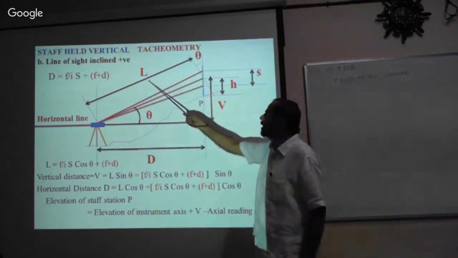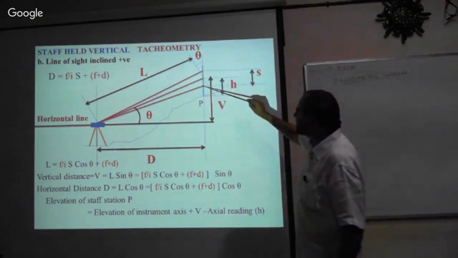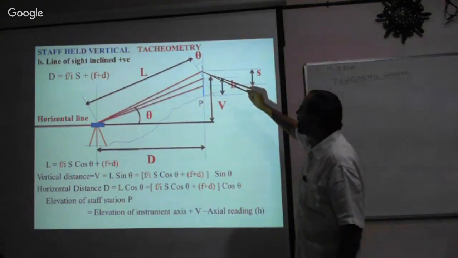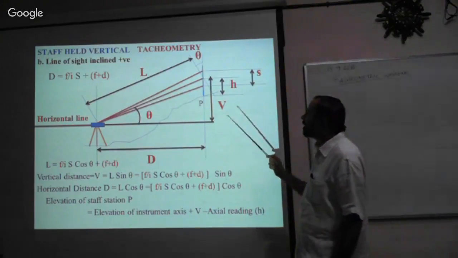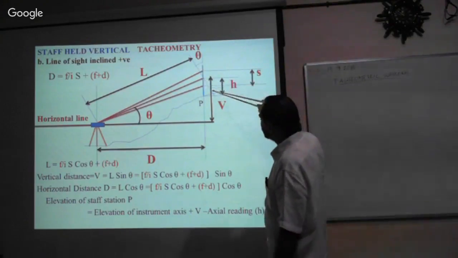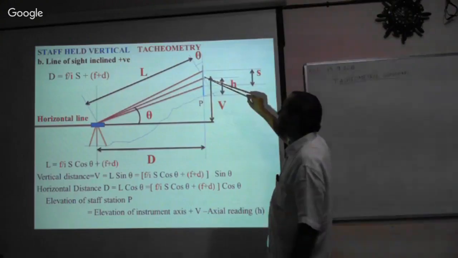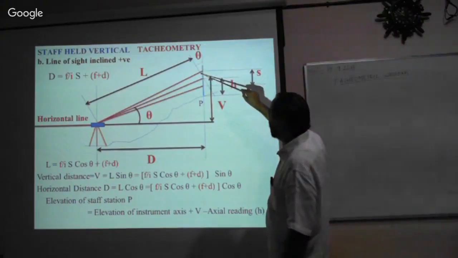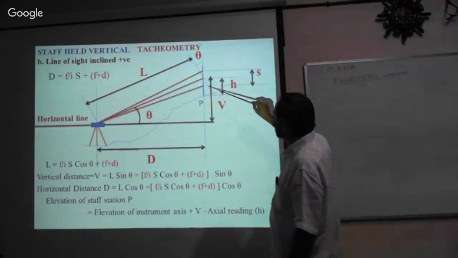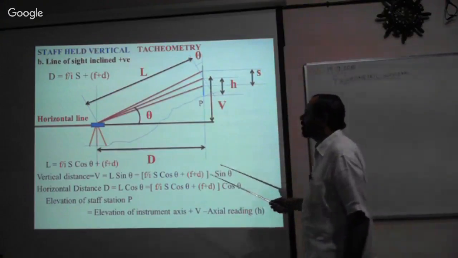To find L, now S is this. Because the stop is not perpendicular to the line of sight, we want a line perpendicular to the line of sight. Therefore we have changed this. This is the line of sight, and this is perpendicular to it. So we need to calculate the distance from here to here. When we calculate this distance, our problem becomes simple.